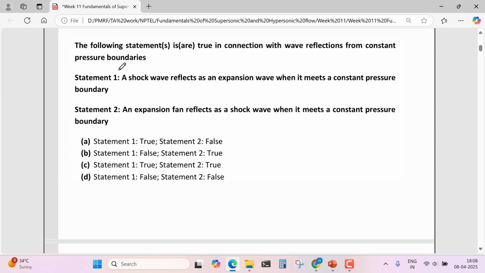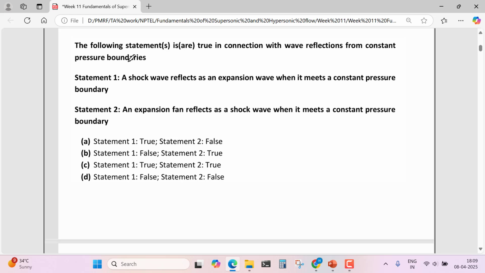Now we will see the next problem. The following statement or statements is or are true in connection with wave reflections from a constant pressure boundary. The previous problem was related to wave reflections from a solid boundary. This problem is related to wave reflections from pressure boundaries. Statement 1: a shock wave reflects as an expansion wave when it meets a constant pressure boundary. Statement 2: an expansion fan reflects as a shock wave when it meets a constant pressure boundary. Option A, statement 1 true, statement 2 false. Option B, statement 1 false, statement 2 true. Option C, both true. Option D, both false.